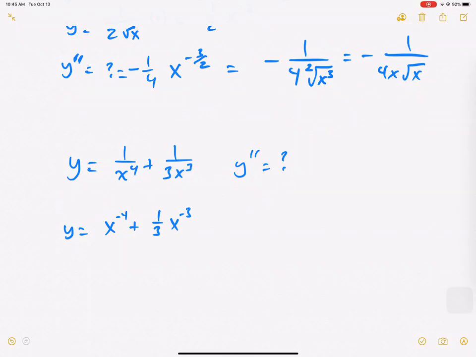So when I take my first derivative, that's negative 4x to the, careful, negative 4 minus 1 is actually negative 5. And that's going to be 1/3 times 3. Oh, that's a negative, so it'll be a negative x to the negative 4, because when we move the 3 to the front, that's negative 3 over 3 becomes negative 1.